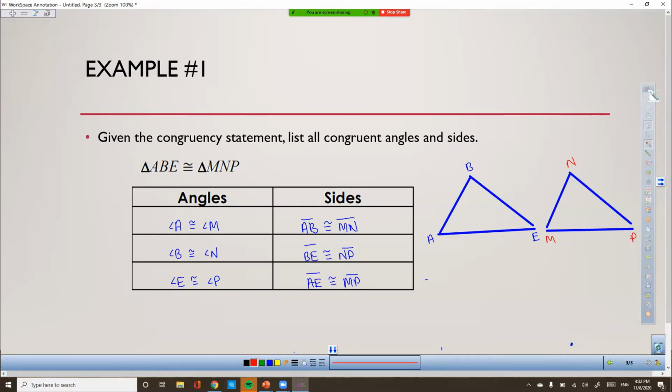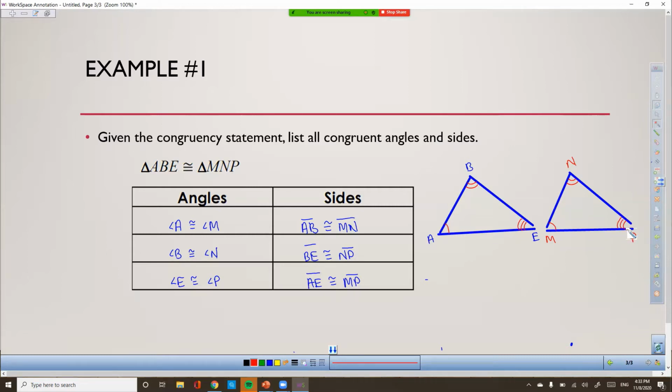So in this case, if I were to go ahead and label my entire triangle, what are my congruent angles and my congruent sides? Well, I know the first angle, angle A, is going to be congruent to angle M. So that's how we use it with one arc mark. Angle B with 2 arc marks is going to be congruent to angle N. And lastly, angle E with 3 arc marks is going to be congruent to angle P. So that's what I can say so far with my congruent angles.